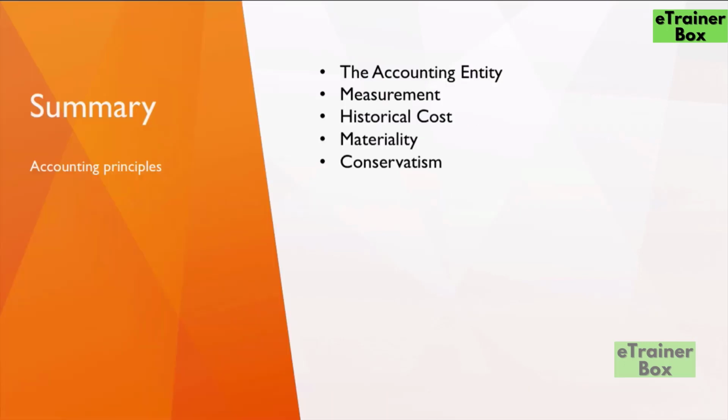So, a very simple summary. We saw 5 important accounting principles: the accounting entity principle, the measurement principle, the historical cost principle, the materiality principle, and the conservatism principle.